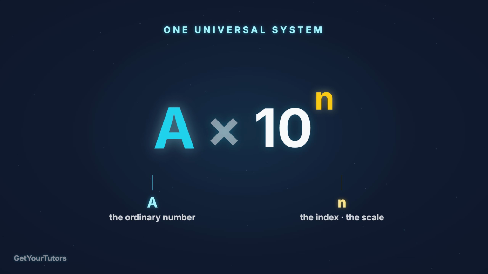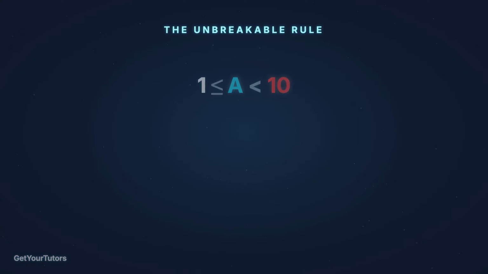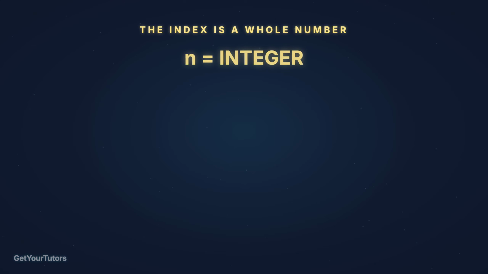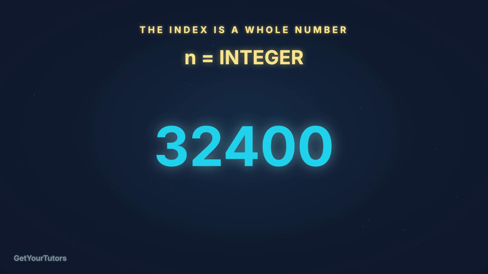We write it as a multiplied by 10 to the power of n. Here is the absolute unbreakable rule. The value of a must be greater than or equal to 1 and strictly less than 10. n is the index, which must be a whole integer. It controls the scale. Let us write 32,400 safely.